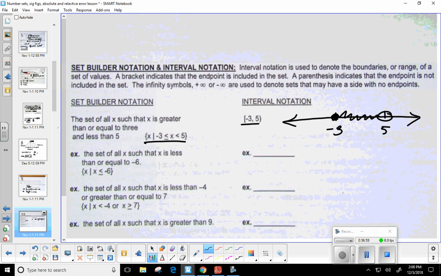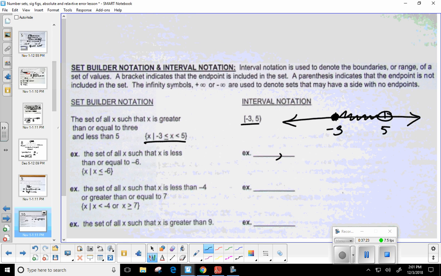How many people are already familiar with interval notation? Good. And if you're not, that's fine. Let's go ahead and do some examples. The set of all x such that x is less than or equal to -6. Now here's the thing about interval notation. You always have two values. You always go from left to right. You have a smaller and a larger, and they're always separated by a comma.